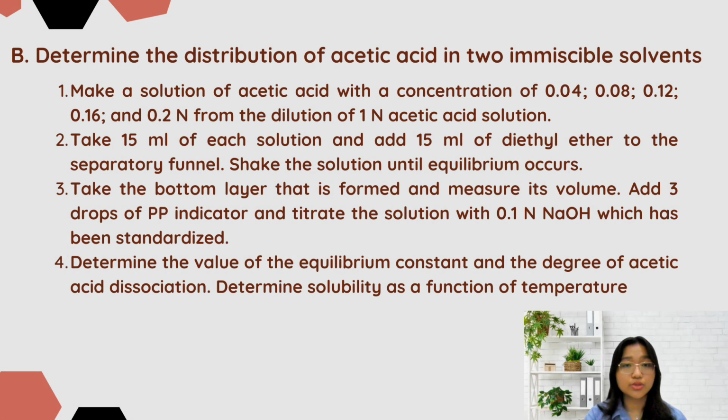The second procedure is to determine the distribution of acetic acid in two immiscible solvents. The steps are: make a solution of acetic acid with concentrations of 0.04, 0.08, 0.12, 0.16, and 0.2 N. Take 50 ml of acetic acid and diethyl ether in the separatory funnel, and shake the solution until equilibrium occurs. Take the bottom layer and titrate the solution with sodium hydroxide which has been standardized. Repeat this step for each concentration of acetic acid.